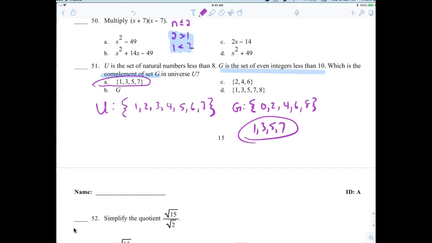How did you get G as 1? Where did I get 1, 3, 5, 7? No, G is 0, 2, 4, 6, 8, because they're even numbers less than 10. It says here, G is even numbers less than 10. So the numbers that are not in G are 1, 3, 5, and 7.